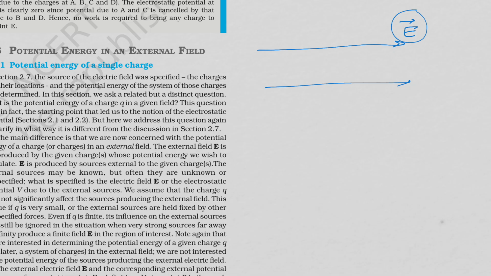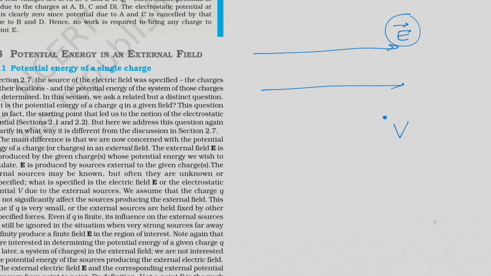the potential at a point, let's say this point, is V. Okay, and we need to find out the potential energy of a charge Q which is brought from the infinity to this point. So let's say from infinity this charge Q is brought, when the external electric field is E, and subsequently it results into potential V at this point.